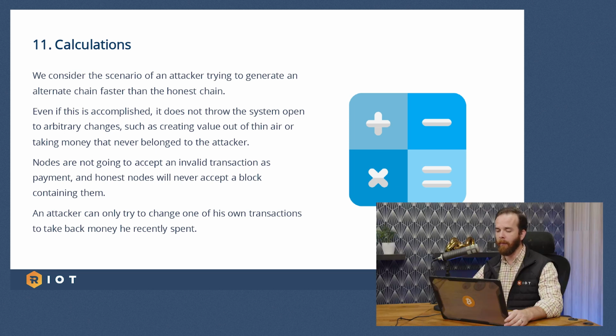Because those rules are set by nodes. And nodes are not going to accept an invalid transaction as payment, and honest nodes will never accept the block containing them. So an attacker can only try to change one of his own transactions to take back money he recently spent. And so this is called double spending, right? This is a double spending attack.